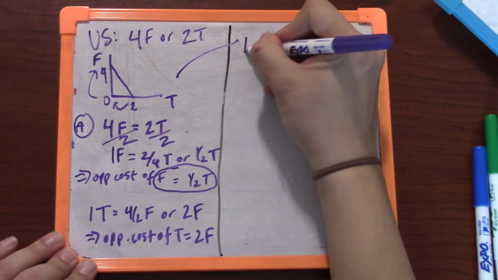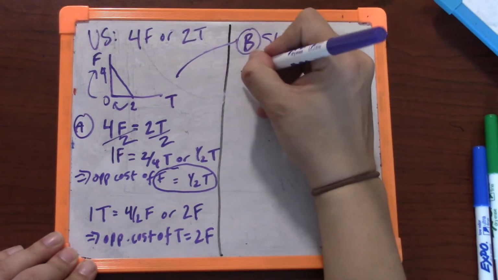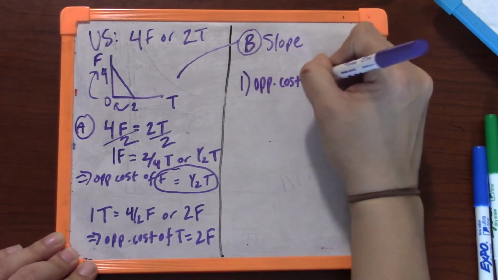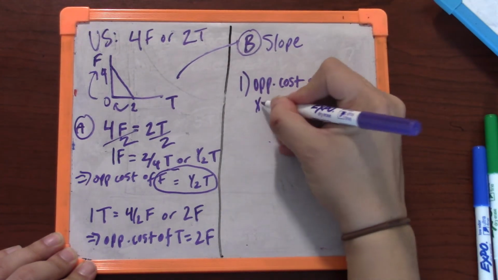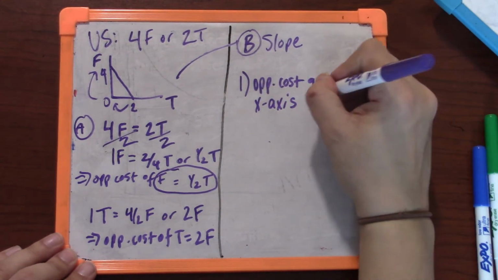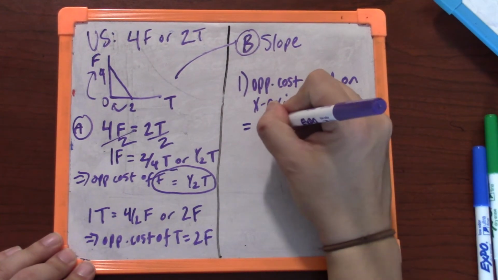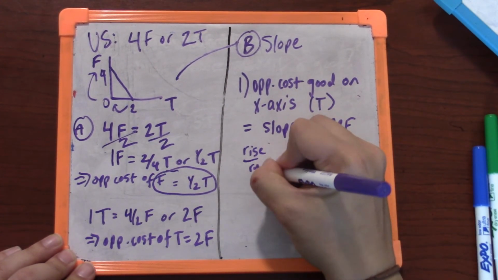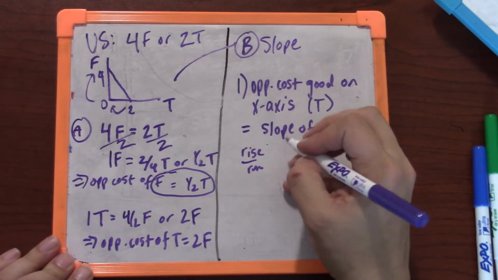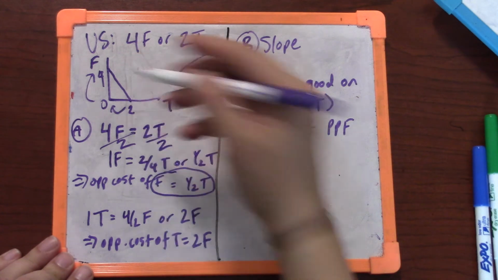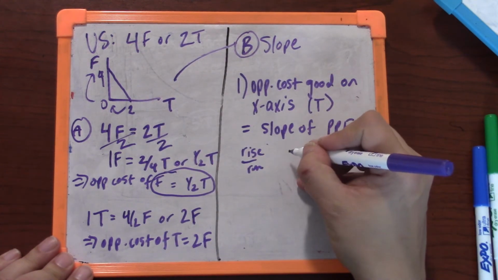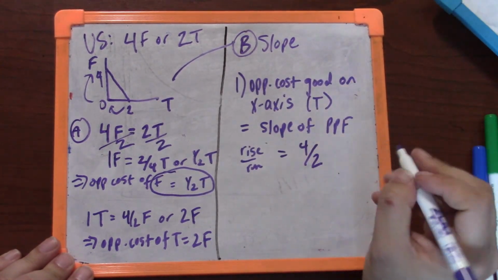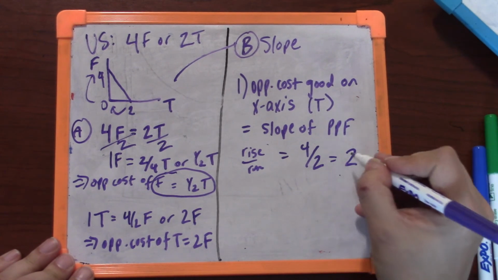Now let's use the PPF instead. So the other method is when we use the slope. Here are 2 rules. The first rule is that the opportunity cost of the good on the x-axis, let's say that 5 times fast. The good on the x-axis in our model, tuna, will always be the slope of the PPF. Remember, rise over run. Well, in our PPF, you can see that the rise of that line is the y-intercept. The run would be the x-intercept, 2, and that means the slope of this PPF is 2.